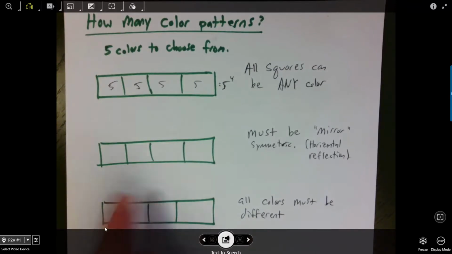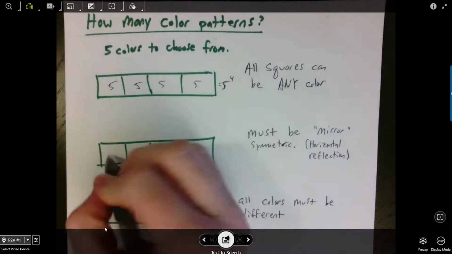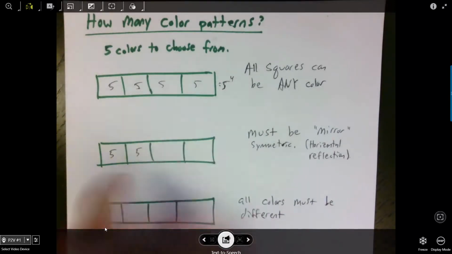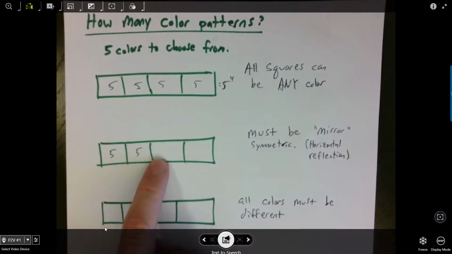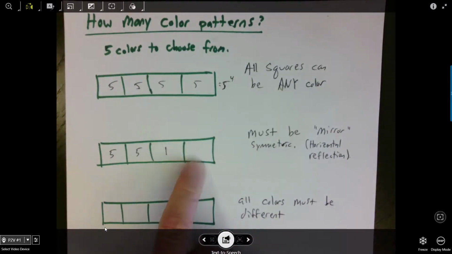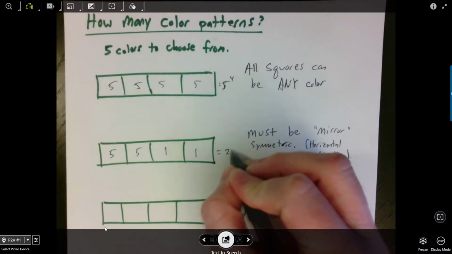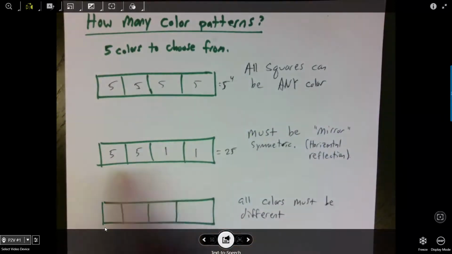For this one, where it's got to have a reflection, I have 5 choices for this color. I have 5 choices for this color, but this color I don't have an option. This color has to be the same as whatever I chose here, so there's only one choice. Same thing for this one. This has to be whatever color that one was, so again, only one option. So here, there's only 25 possible ways of coloring in a strip that's going to be symmetric in this way.